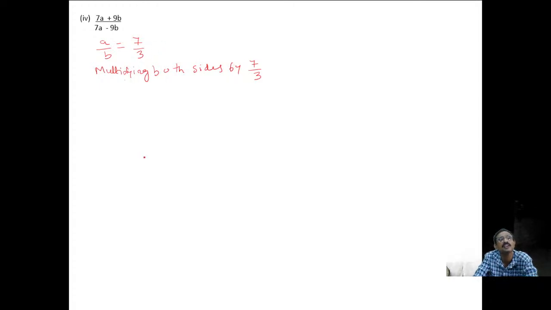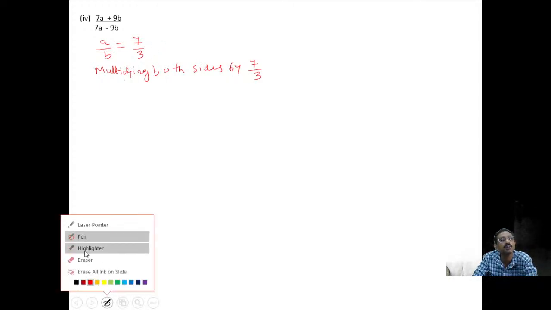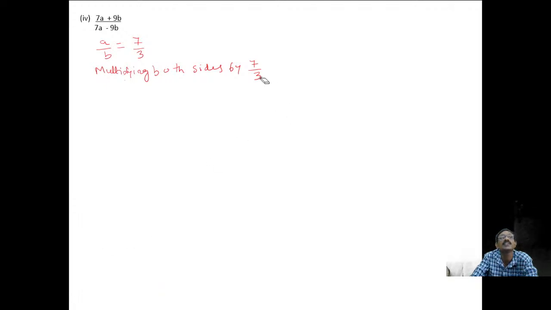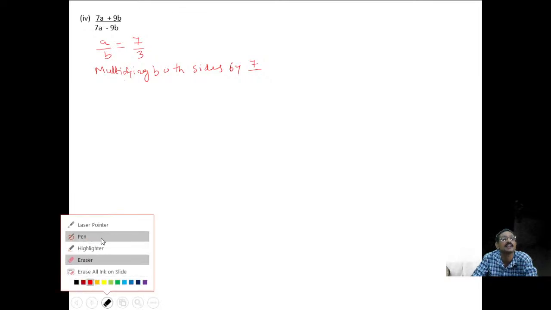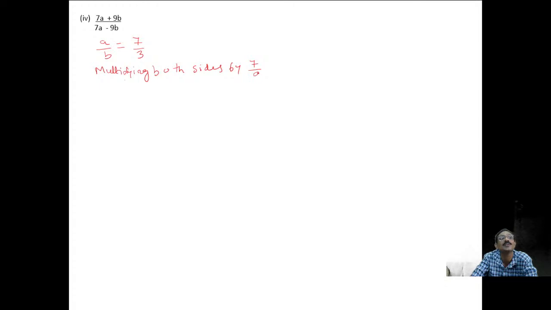Is it 3 here? It is not 3. It is 9, because 3 is here. We cannot multiply by 3 because we need 9 here. So multiplying both sides by 7 upon 9. Therefore, if I multiply, what I get? 7a upon 9b, which is equal to 7 sevens are 49, 3 nines are 27.